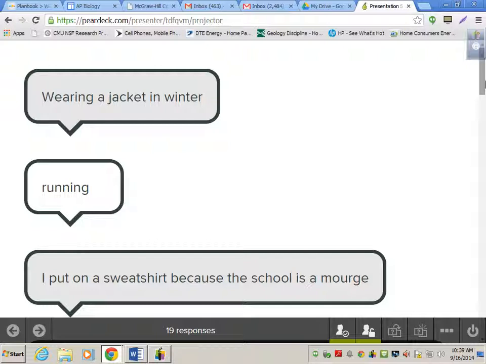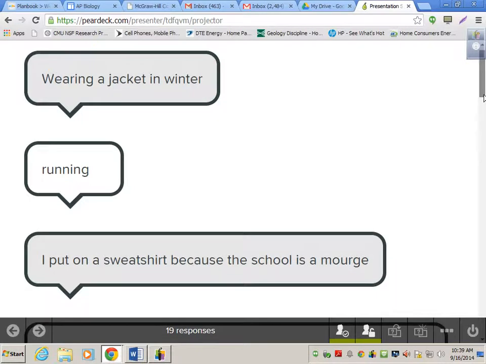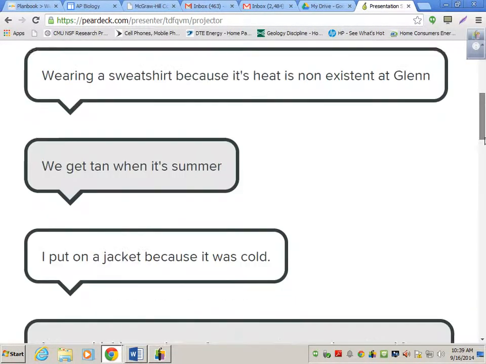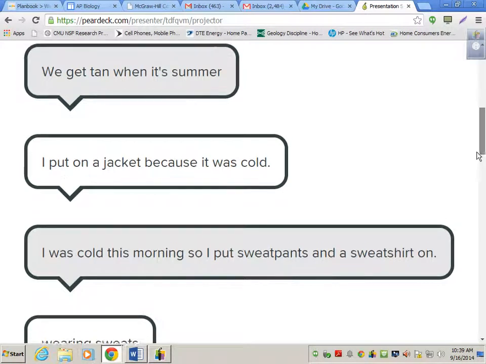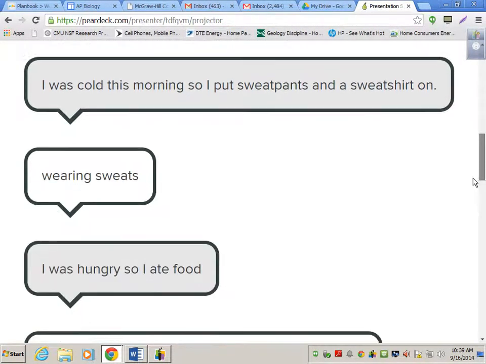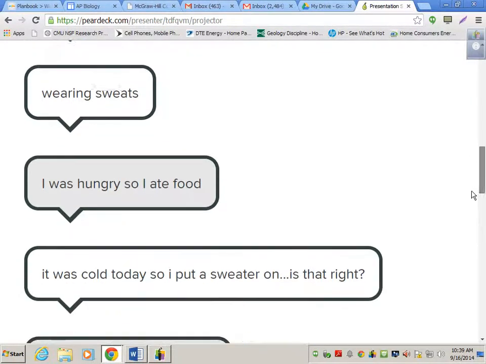School is a morgue, apparently. Okay, a morgue. All right, well. Because it's cold. I put a jacket on because it's cold. You respond to the weather. That'll work. Okay. Cold, so you put clothes on.